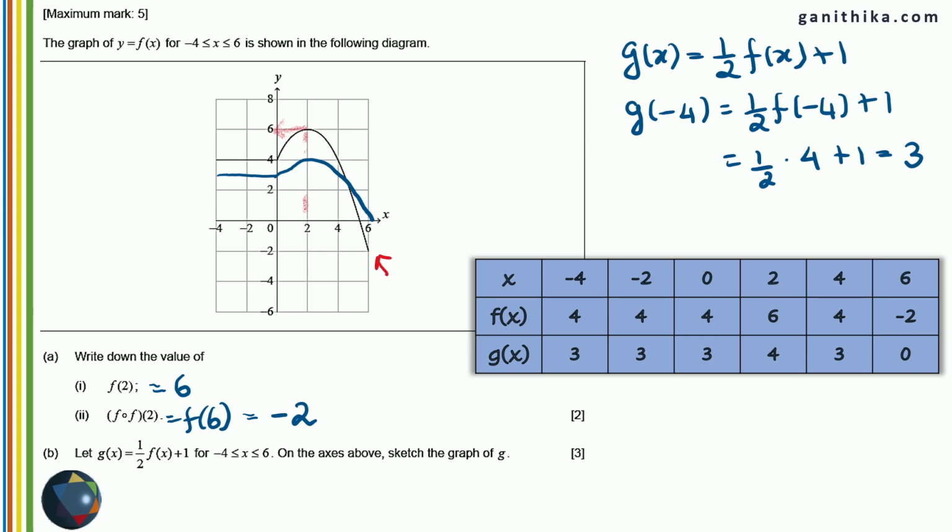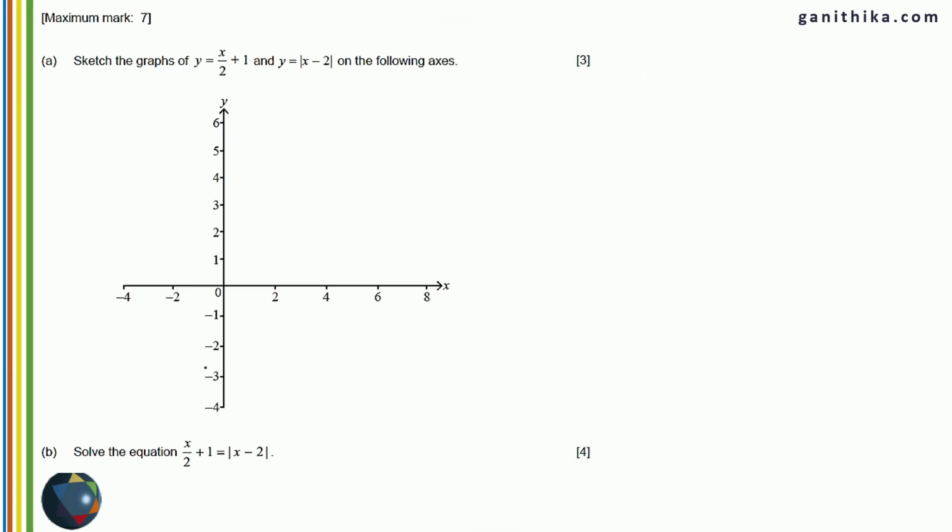Sketch the graph of g, and this blue graph shown on the screen is the graph of g of x. It will be easy if you make the table of values and just connect them all instead of doing the transformation. There might be mistakes when you do the transformation directly. Let's proceed to the next question.